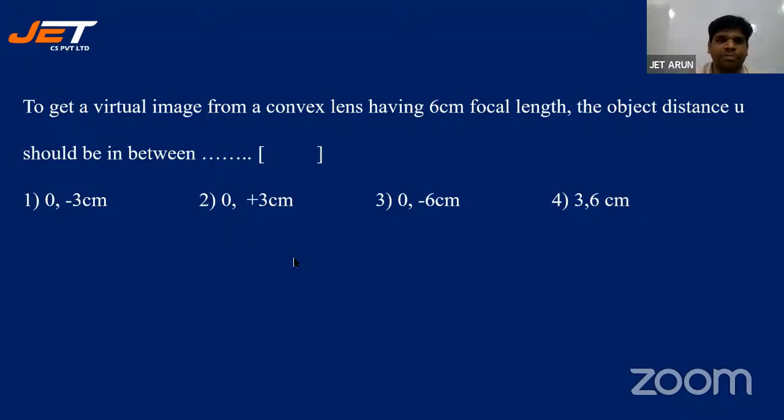To get a virtual image from a convex lens having 6 centimeter focal length, the object distance u should be in between. Where should the object distance be? The convex lens has a 6 centimeter focal length. I want a virtual image.